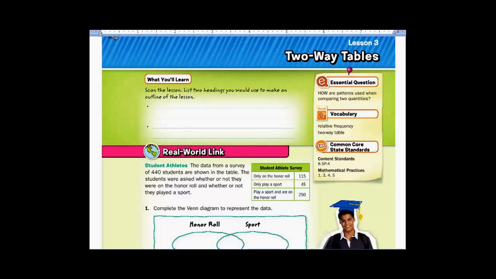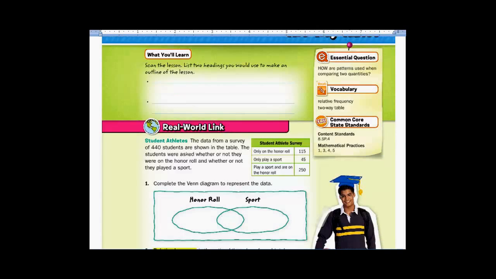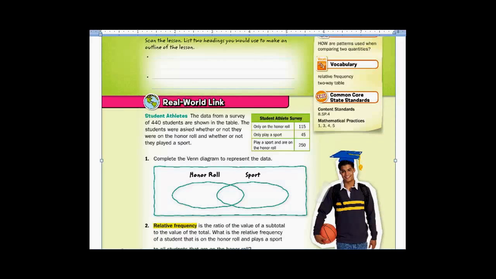Okay, Chapter 9, Lesson 3 talks about two-way tables. So we're a little bit further into the chapter on statistics. This talks about making a two-way table, things that involve more than one part. Let's look here at the Venn diagram on this page. A Venn diagram is one way to display the information, and then we are going to take the information from this and make a two-way table.